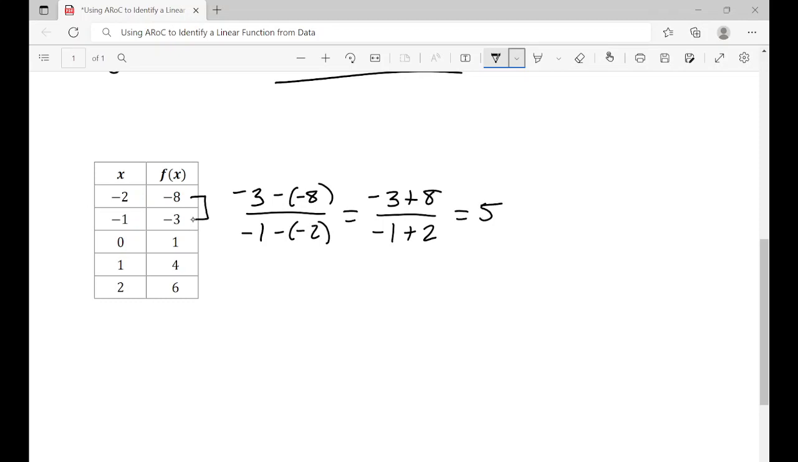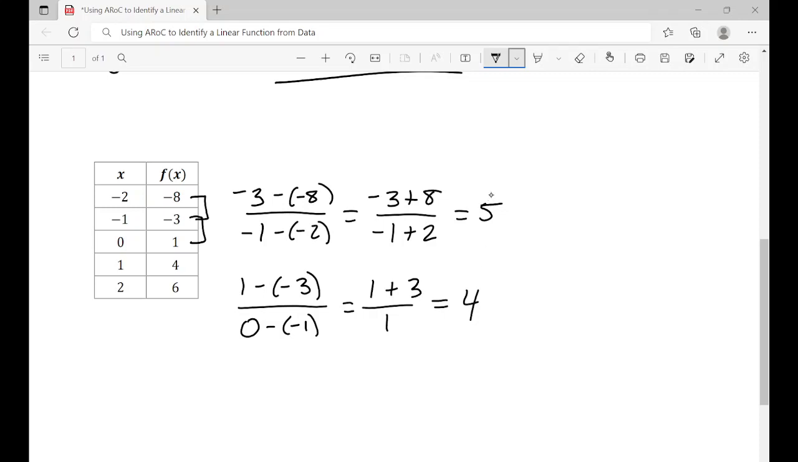All right. Let's do the next 2 points. So 1 minus negative 3 over 0 minus negative 1. 1 plus 3 over 1. It's going to give us 4.